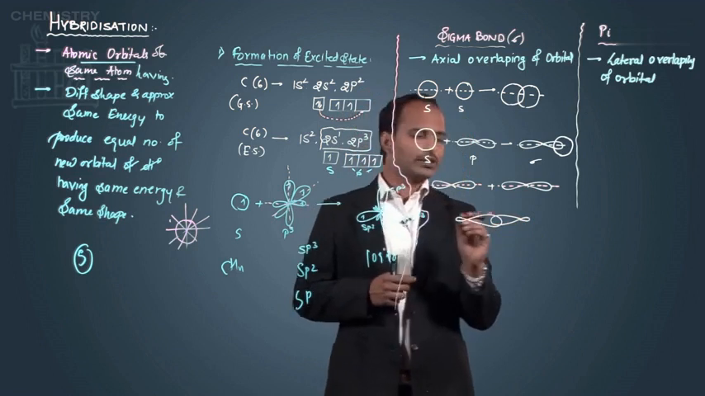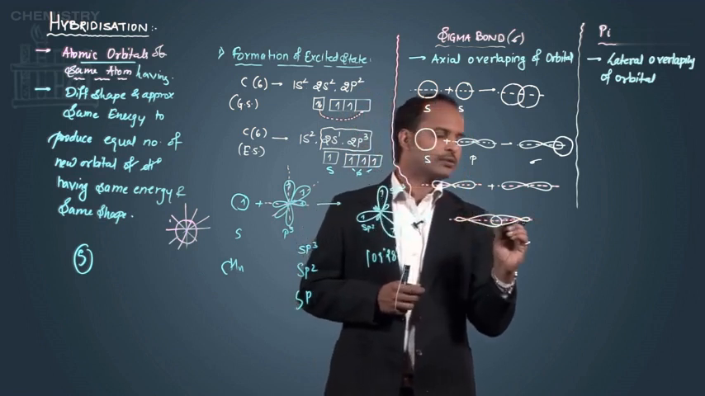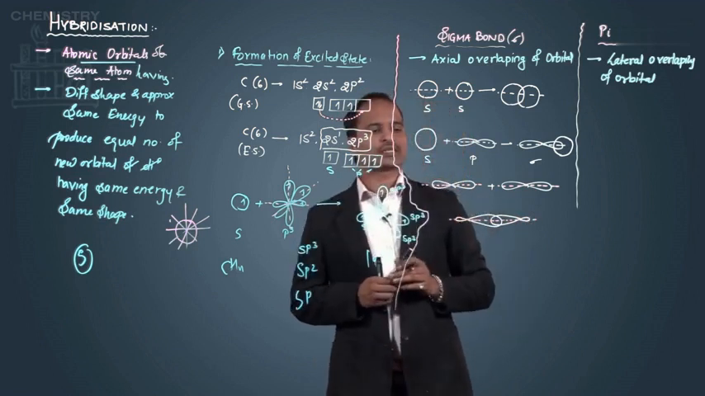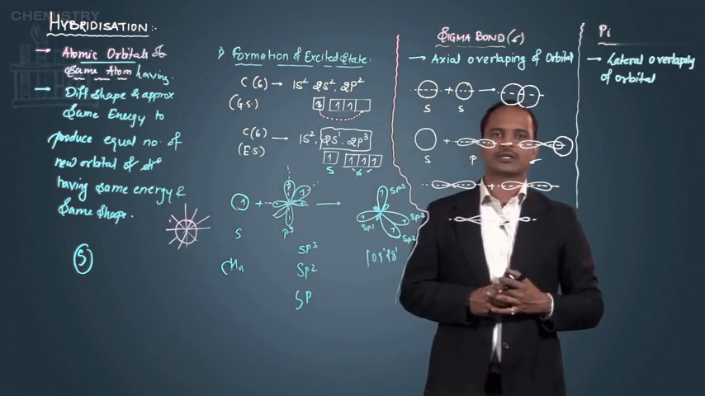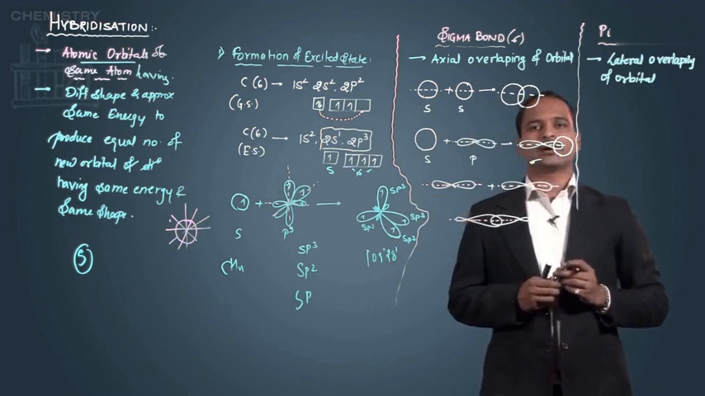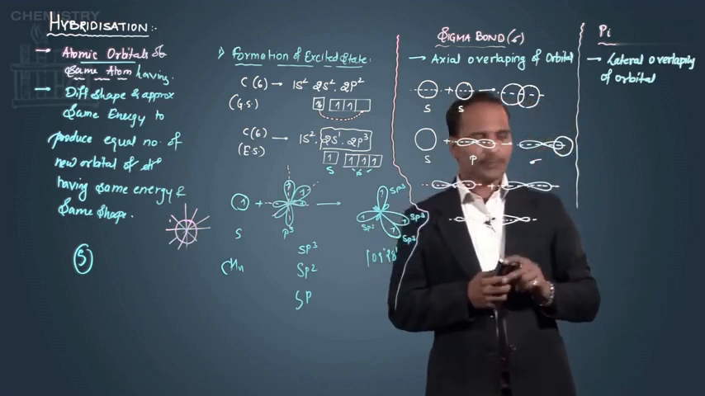Say the overlap. So here I can say the axis was this. Overlapping occurs on axis, and since the overlapping occurs on axis, that's why the bond formed is nothing but the sigma bond. Now lateral overlapping. What is lateral overlapping? Let's see.